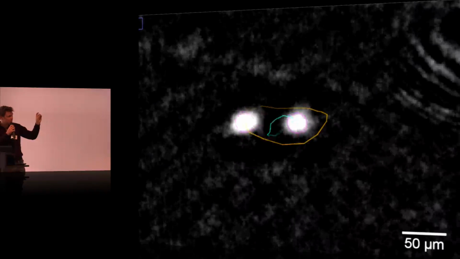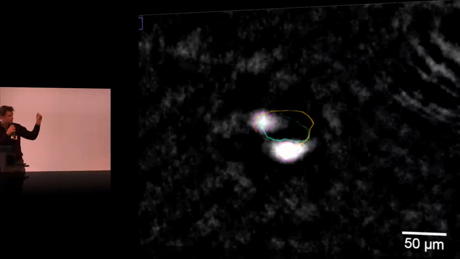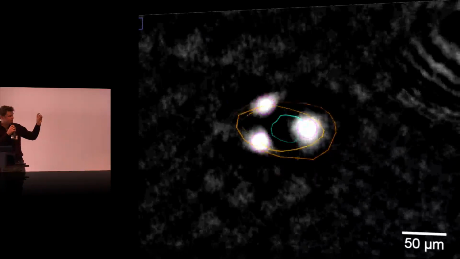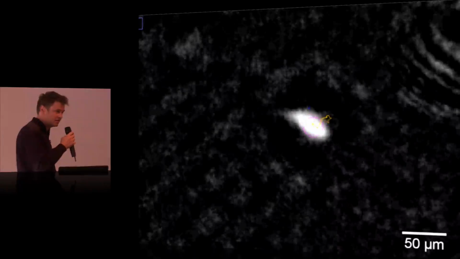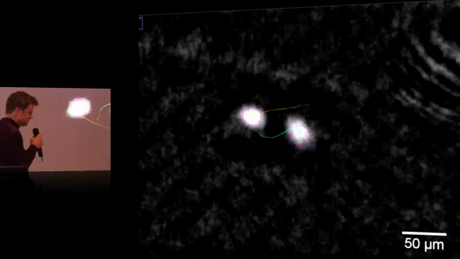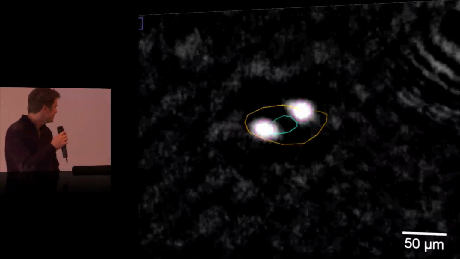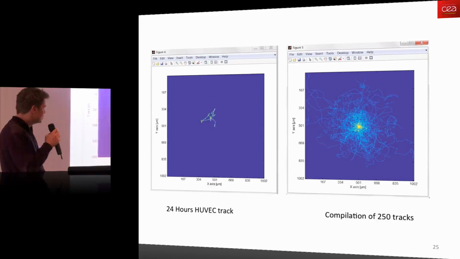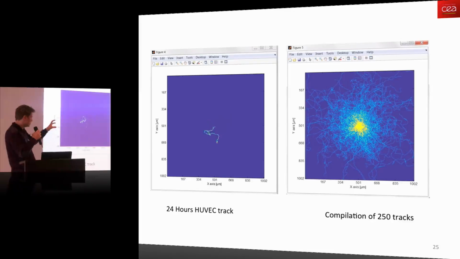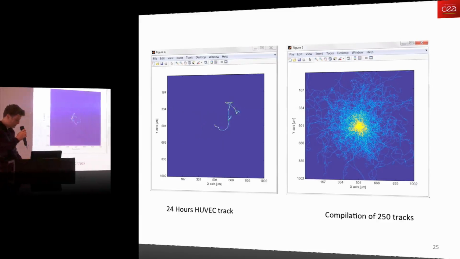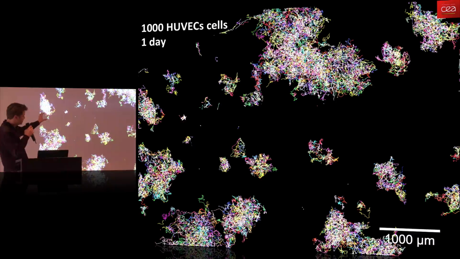And for instance, you can see that the cells, they can dance with 2 and 3. And then with 4 and 5, it's a mess. They cannot dance. And this is to show that we can measure every single track. So we have a lot of statistics on the tracks of the cells. We can compile hundreds of cell tracks. And the measurement is as long as 24 hours, for instance. And then we can plot all the tracks of all the cells for 1 day.